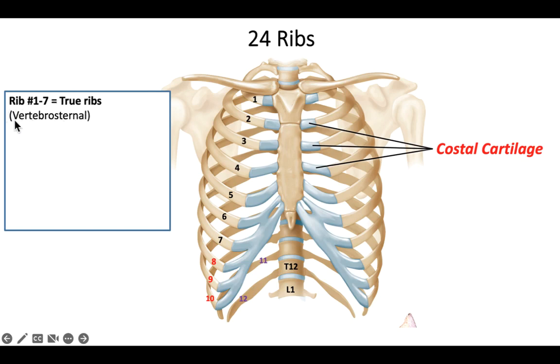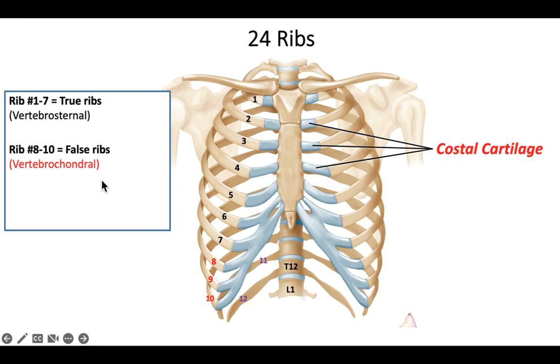vertebrosternal. What this does is explain the two ends of the rib. One end of the rib attaches to vertebrae, so that would be the end in the back. You can't really see it very well. You can see it kind of down here, but one end of these ribs attaches to the thoracic vertebrae. Then the other end attaches directly to the sternum using its very own costal cartilage.